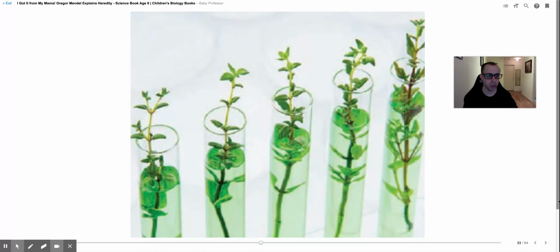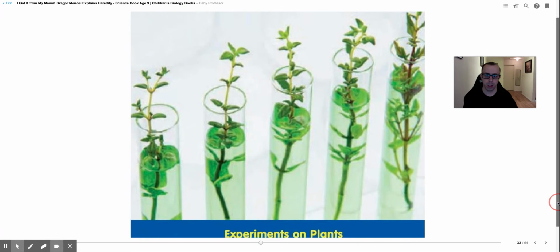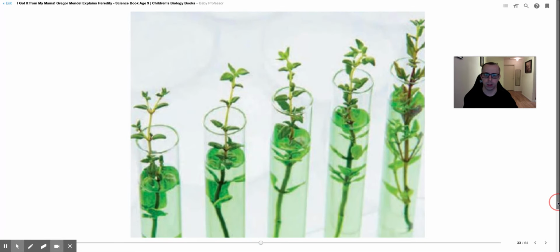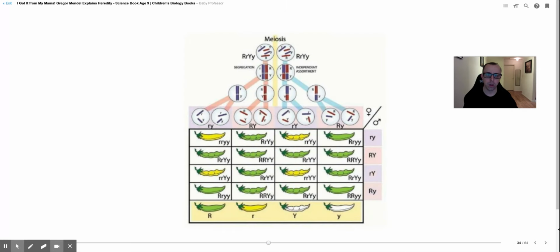Here is a picture of experiments on plants taking place, and they're just growing them in test tubes so that the traits can be studied. Now this is interesting because we had looked at Punnett squares in the past, but if you look here, this table is showing us a much more detailed Punnett square. So I want to talk to you a little bit about each part of this.